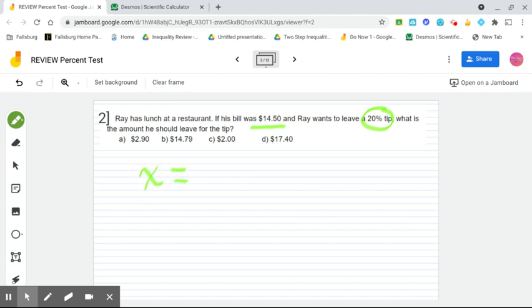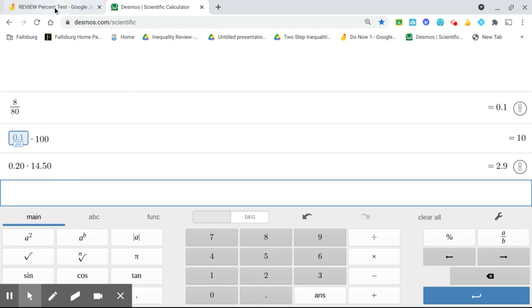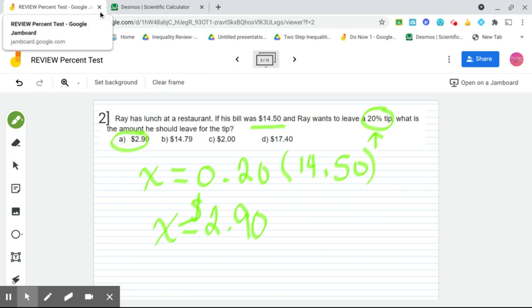So we're going to have x is equal to 0.20 because remember, anytime you have a percentage, you want to change it to a decimal. And we're going to multiply that by $14.50. So 0.20 times $14.50 gives me 2.9. So this is just the amount of money that they are leaving as a tip. But for money, we're going to add a zero, a dollar sign, right? So we get choice A to be $2.90 is how much Ray should leave for a tip.